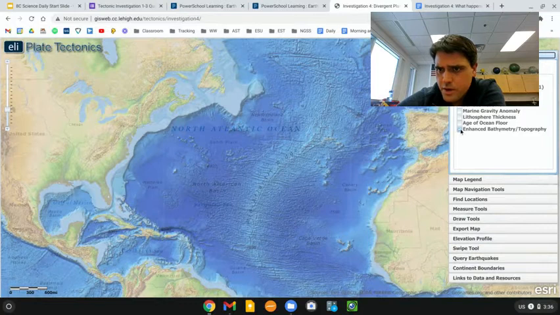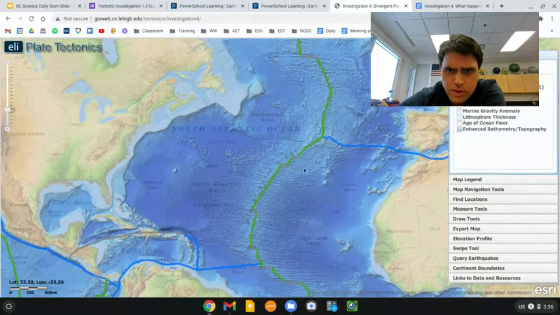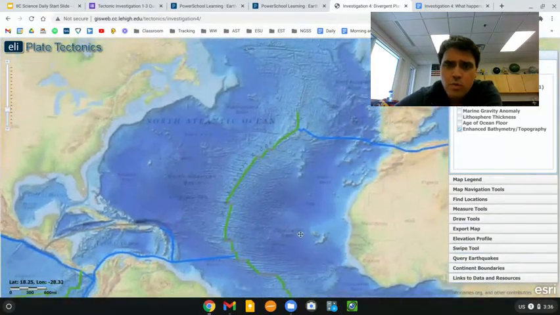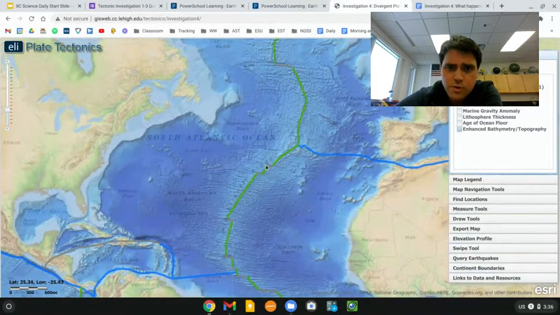If I turn on the plate boundaries, one of the things we'll find as we look up and down the Mid-Atlantic Ridge is that it'll be a divergent boundary. The green is the divergent boundary. And periodically throughout there, we'll get these little gray transform boundaries scattered throughout. There's a whole bunch of these in there, and we'll look in more detail at these transform boundaries. But there's lots of them scattered throughout.